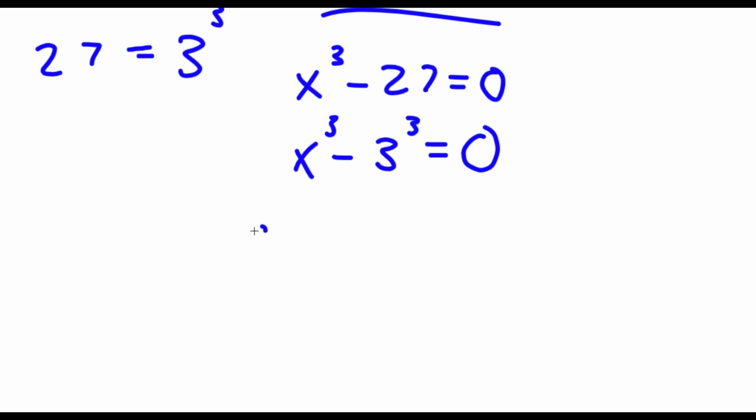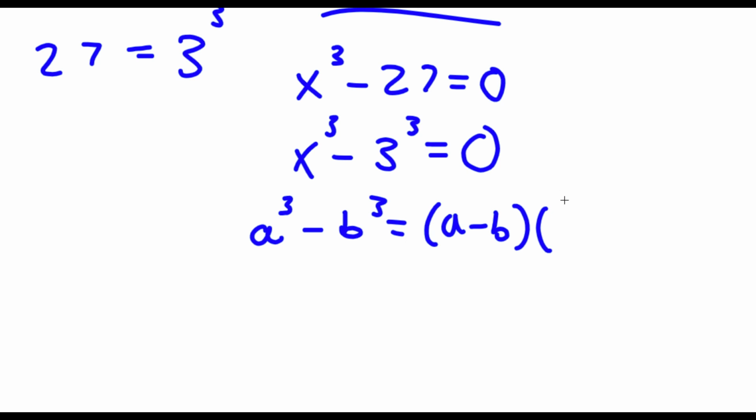Now, if I have something in the form a to the power of 3 minus b to the power of 3, this is equal to a minus b times a squared plus ab plus b squared.